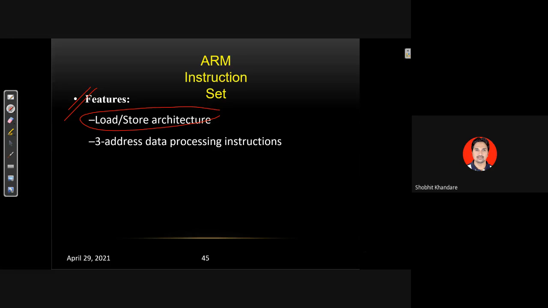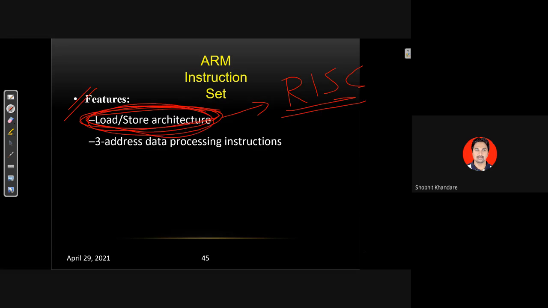If you ask me where this load and store architecture concept has come from, it has come from RISC. I can say that the most important feature of RISC architecture is load and store architecture. And you know that ARM is RISC plus CISC. This I have already explained.